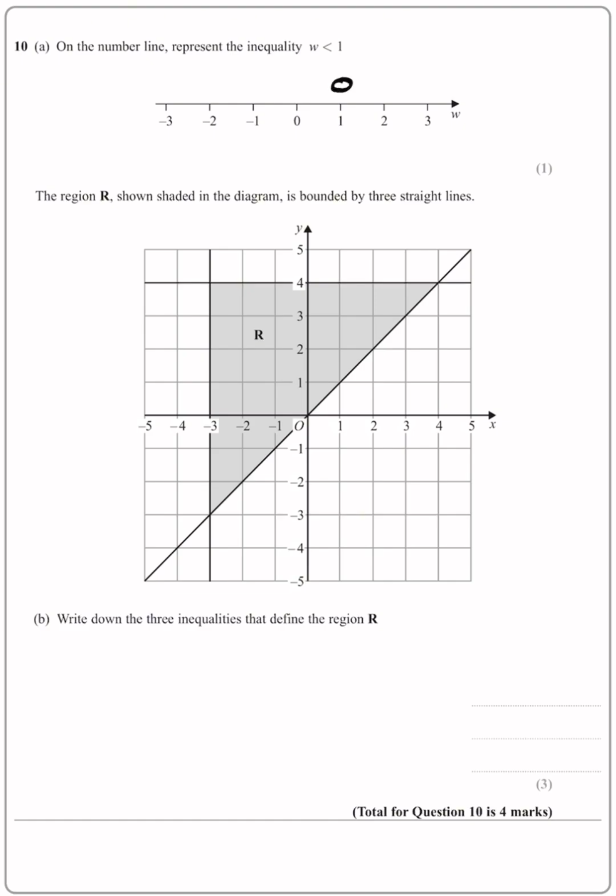Question 10, less than 1, so an empty circle at 1 and an arrow going to the left. Part B, we've got y is greater than or equal to x, y is less than or equal to 4, and x is greater than or equal to -3.